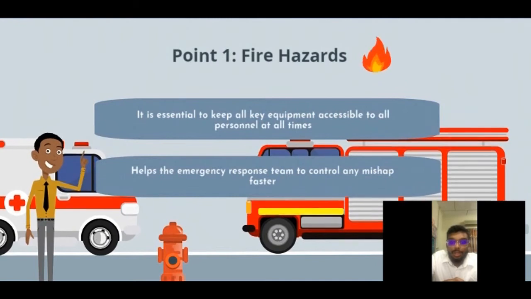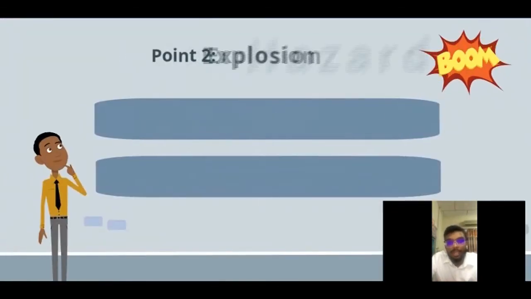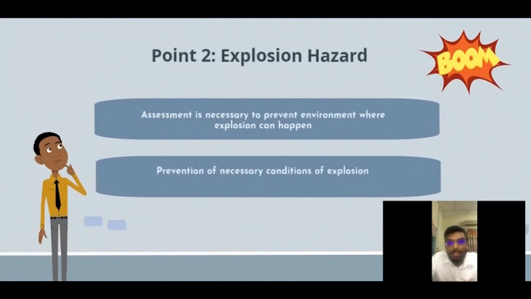In order to combat a fire hazard, it would be very wise to keep all key equipment accessible to all personnel at all times. In this way, any fire hazards can be controlled by the emergency response team within a matter of minutes. Hazard caused by explosions. In order for an explosion to happen, an environment must exist that is conducive to an explosion. Therefore, it would be very wise to assess and manage all work environments in order to keep them explosion free.